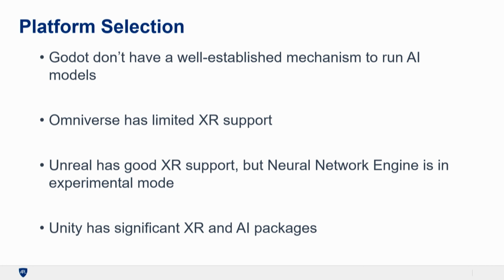Unreal has great XR support. We see it used in all kinds of projects. We see it used in all kinds of games. It's a great engine. Neural network engine is in experimental mode. I give Unreal a little bit of grief, but the truth of the matter is I do love Unreal Engine. But if Epic Games tells you it's in experimental mode, you had better believe it's in experimental mode, and you do not necessarily want to be betting the farm on something that's in experimental mode.